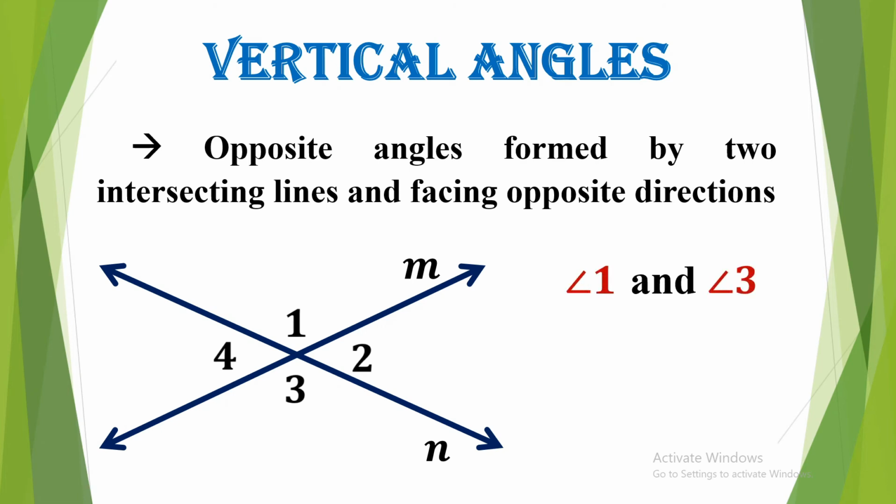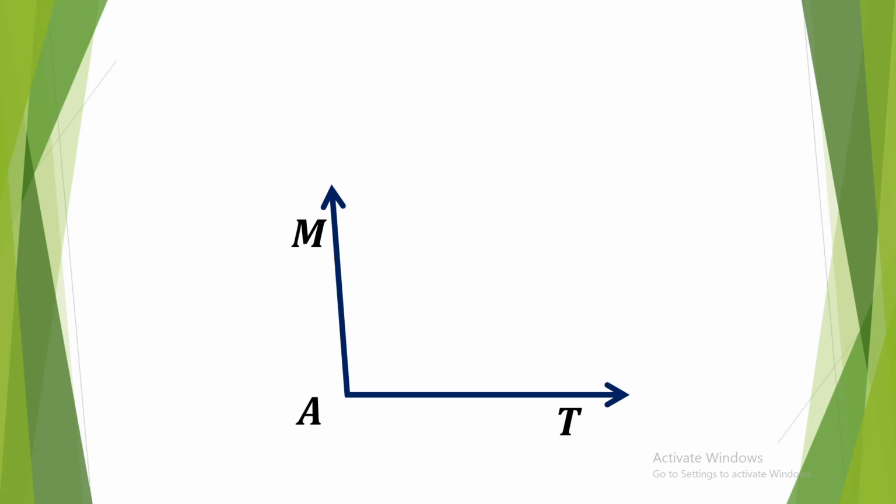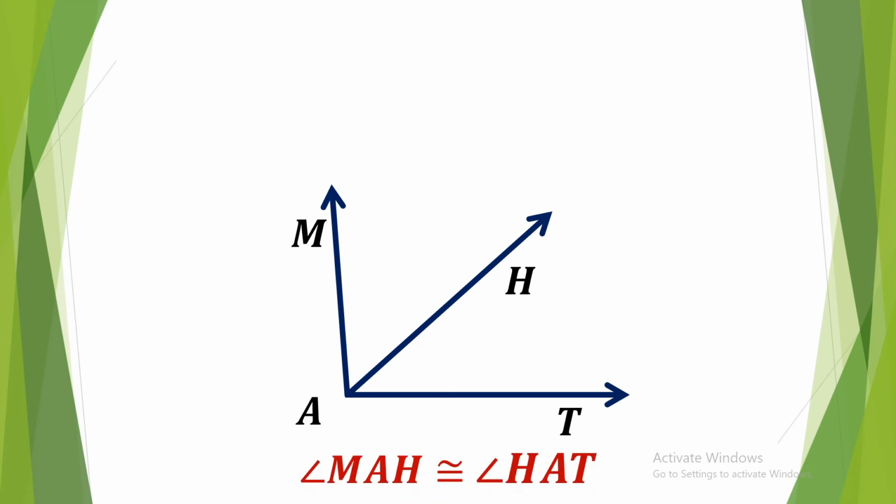Very good. We have angle 1 and angle 3 and angle 2 and angle 4. Next, we have here an angle measuring more than 90 degrees. It's an obtuse angle. Now, if a line, let's say ray AH, divides the angle into two equal parts, then we can say that angle MAH now is congruent to angle HAT.